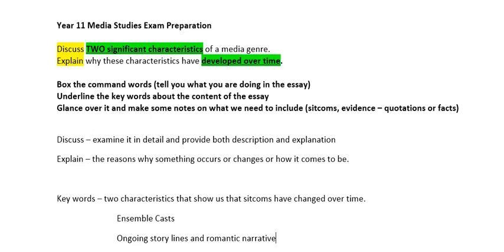how to break down that question, that you know what you're doing. You're going to be describing and explaining those two characteristics really, really well. So you're going to explain ensemble casts, what it is, why they're there. You're then going to describe what the ongoing storylines or romantic narratives are all about, how they work in the sitcoms, before you explain some of the reasons why the ensemble casts and the romantic narratives have changed from the 1980s when we started watching Cheers through to the recent late 2010s with The Big Bang Theory.